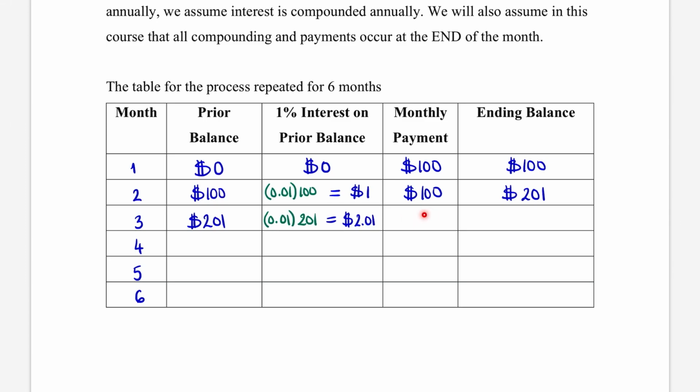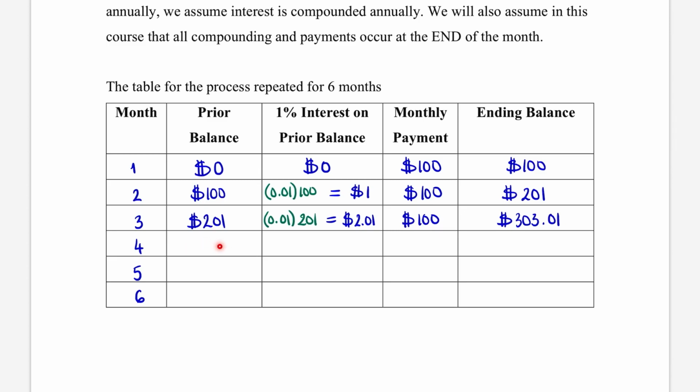At the end of the third month, I will contribute $100. After contributing the $100 for my third month, in my account now I have $201 plus $2.01 plus $100, which is $303.01.